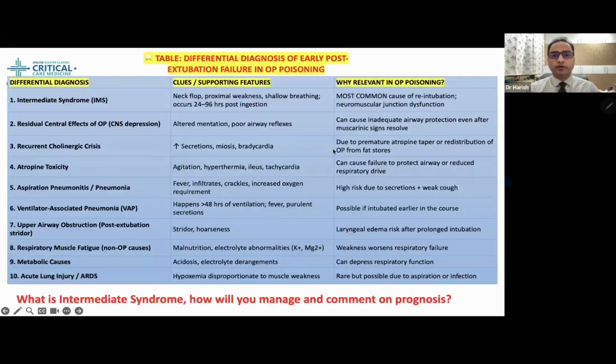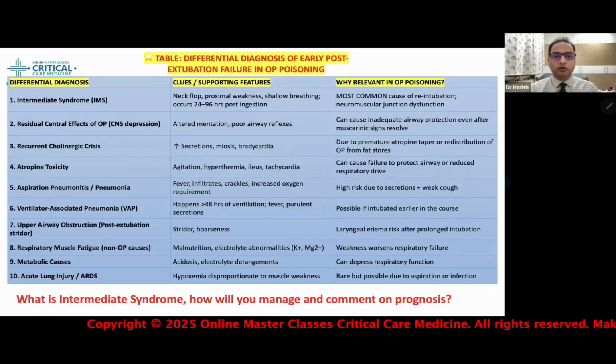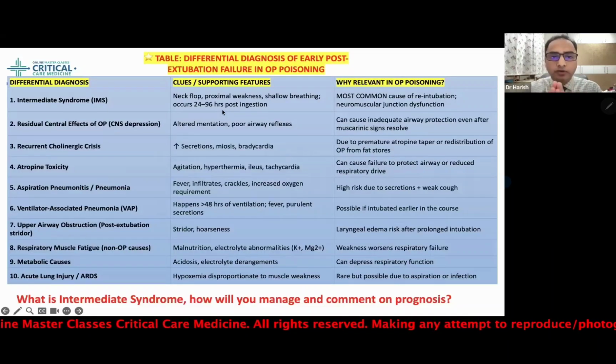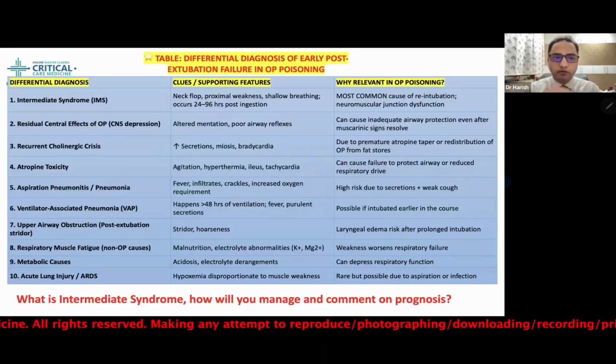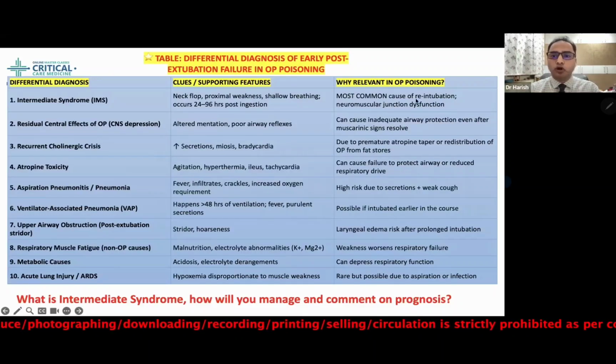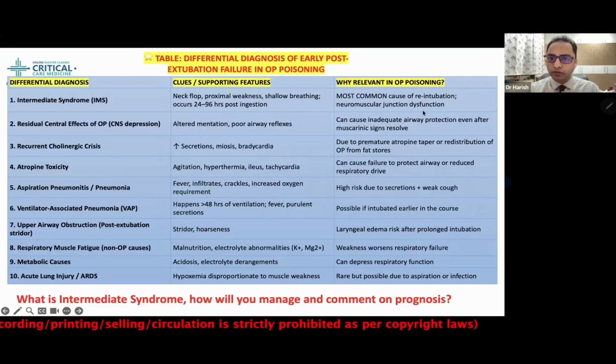The primary differential diagnosis we should have is intermediate syndrome. Supporting features are flop neck, proximal weakness, and shallow breathing, which occurs 24 to 96 hours post ingestion. Usually you extubate and then require re-intubation, maximally in and around 5 to 6 days, when you suspect intermediate syndrome. It is the most common cause for re-intubation. Neuromuscular junction dysfunction is the problem here.